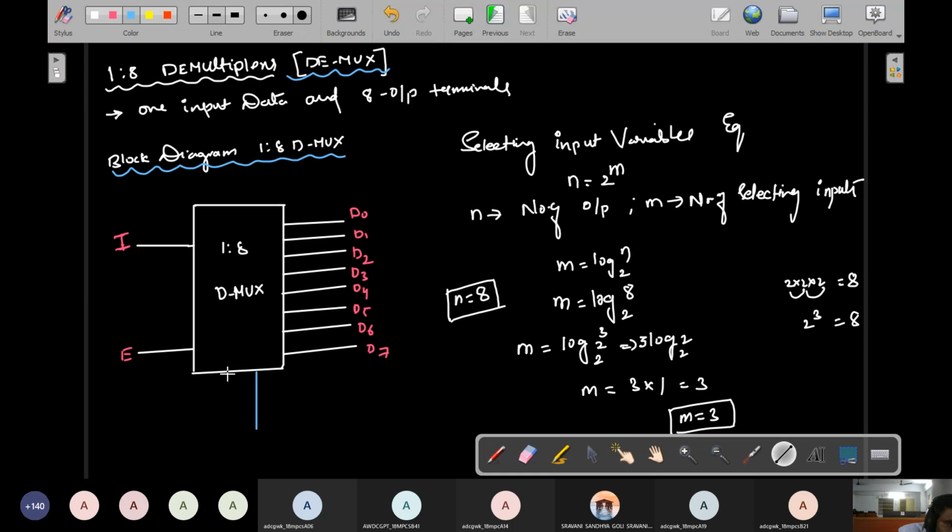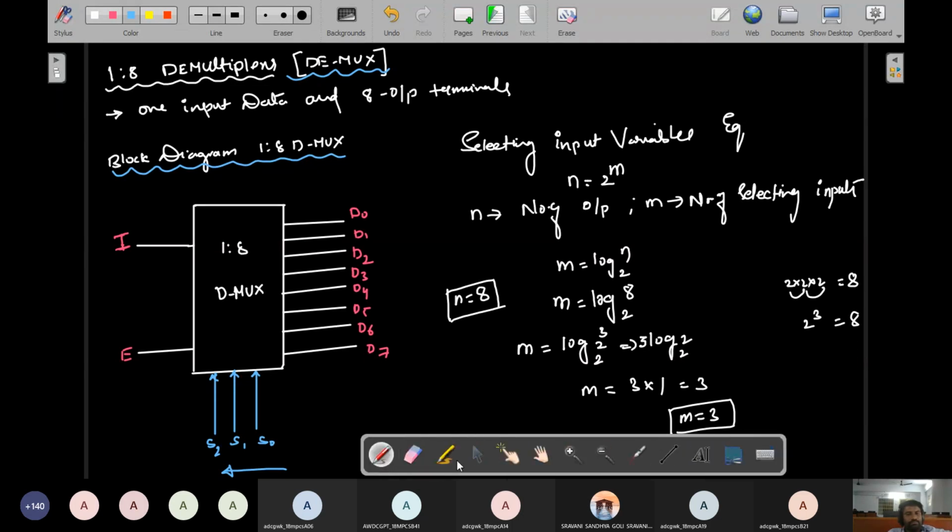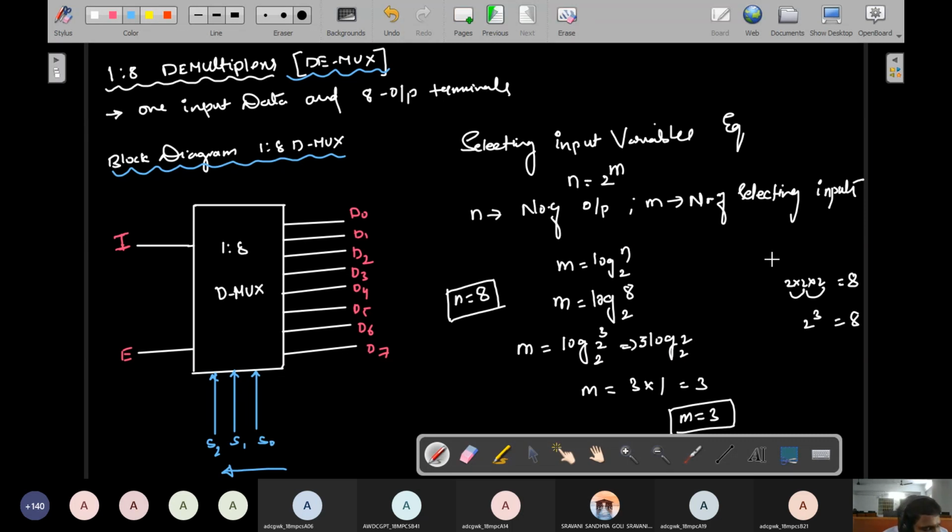These are S0, S1 and S2. So these are the selecting inputs. I'll represent them with an arrow mark, the selecting inputs S0, S1, S2, because I'm representing in this direction only. From right to left we will represent the selecting inputs S0, S1, S2. Please note everybody. I'll move to next page.